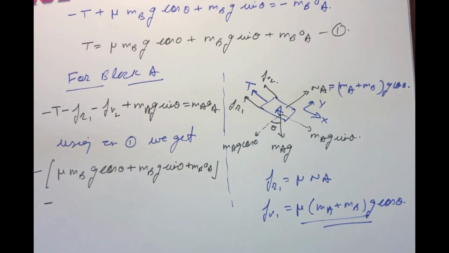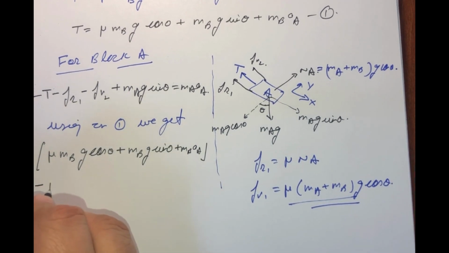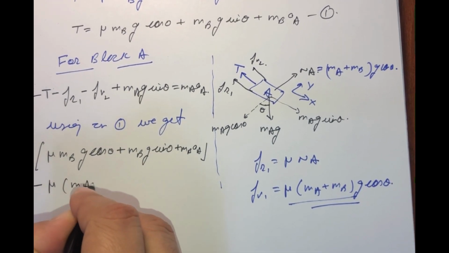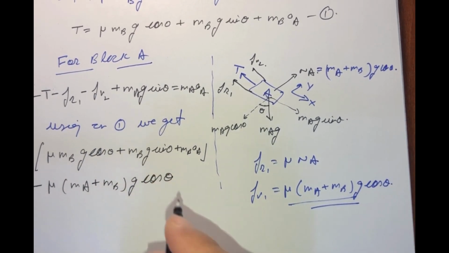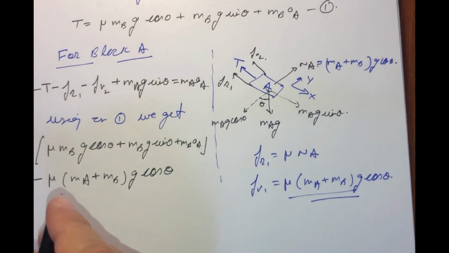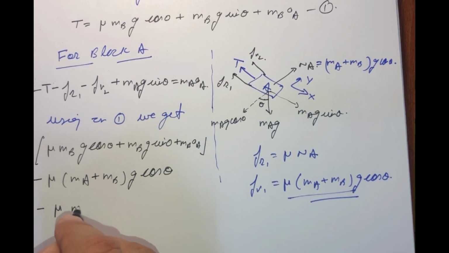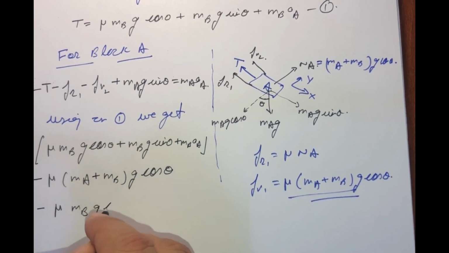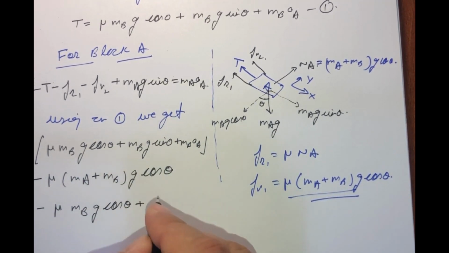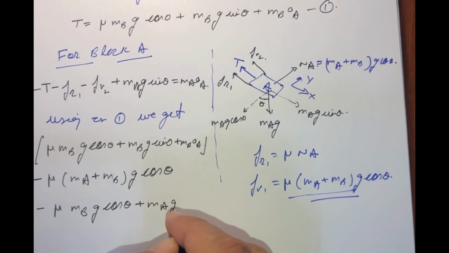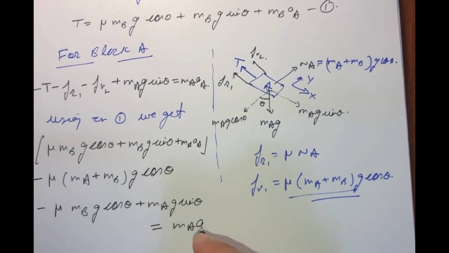and we put my value of FR1, where FR1 is mu MA plus MB g cos of theta. Then we put the value of our FR2, minus FR2, where FR2 is mu MB g cos of theta, and plus MA g sine of theta is equal to MA into a.